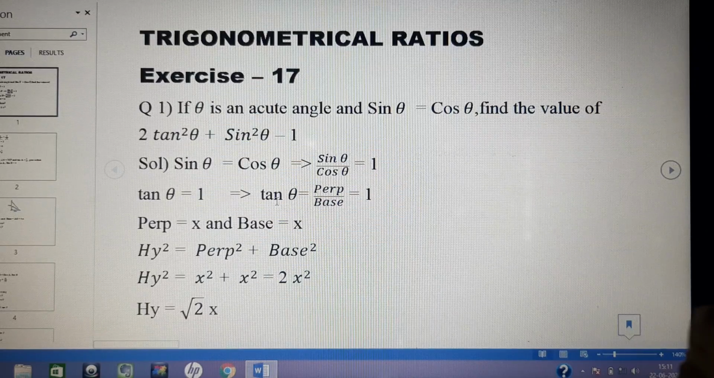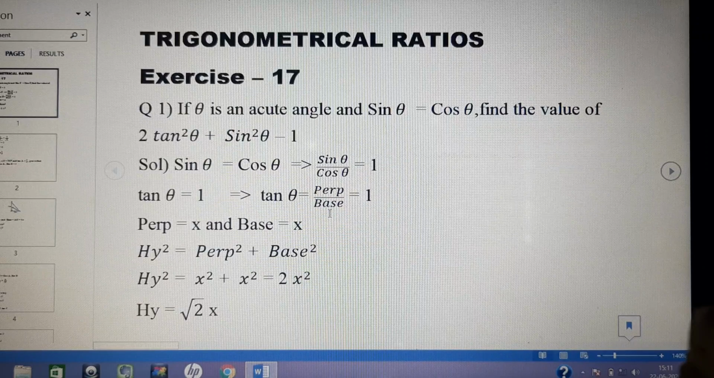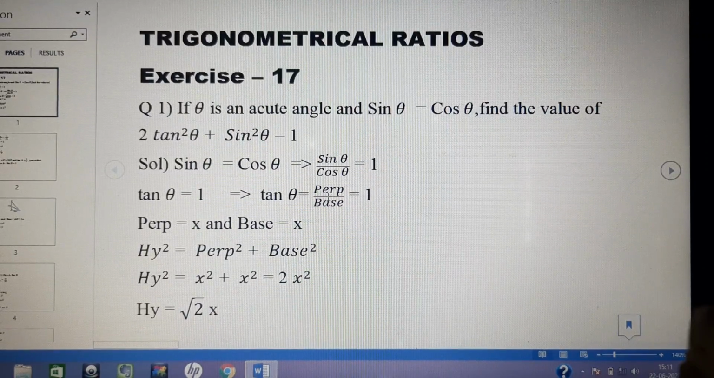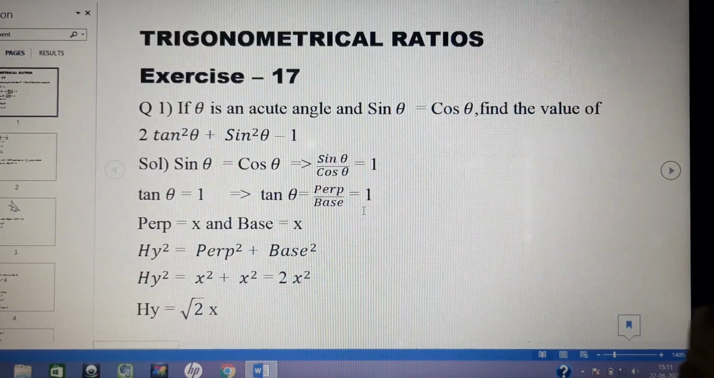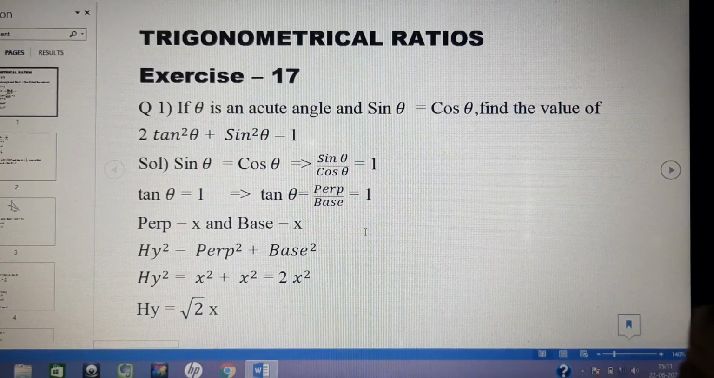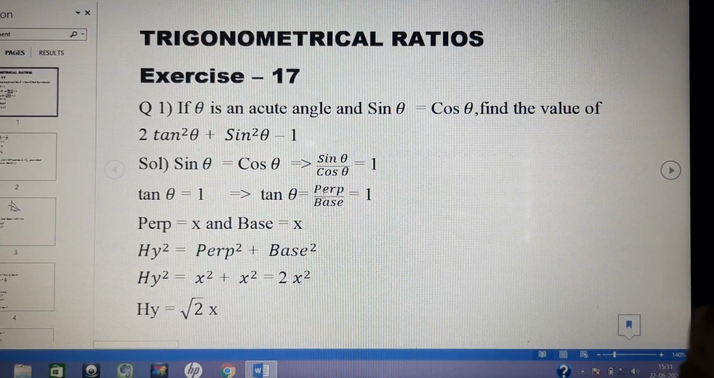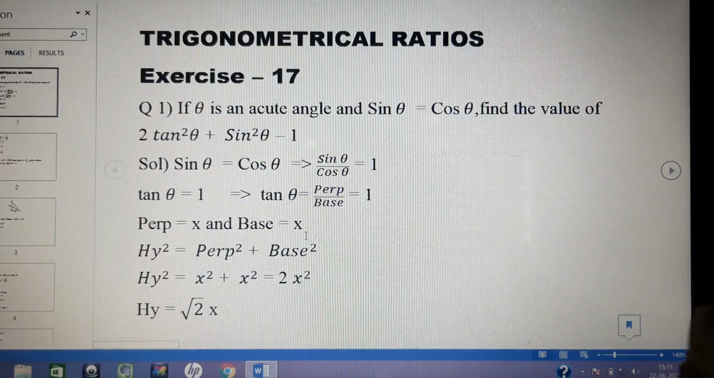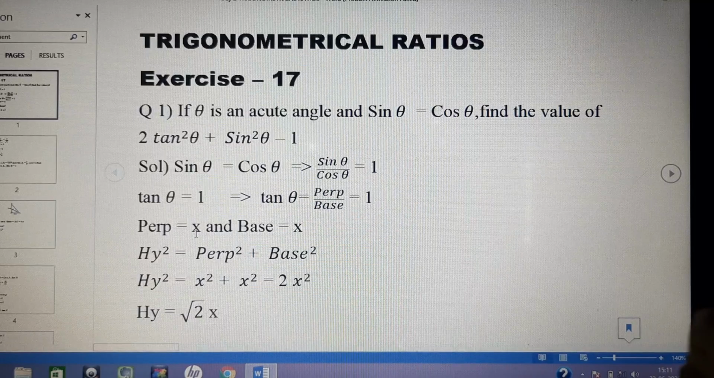With the definition, tan theta is equal to perpendicular upon base. Clear? Tan theta is equal to perpendicular upon base, which is equal to 1. 1 means 1 upon 1. So perpendicular becomes 1, base becomes 1. Not exactly 1, multiples of 1. Okay? Because 4 upon 4 will also be 1. Are you getting it? So we consider perpendicular as x and base as x. 1x, so we do not write 1x, we will write x.